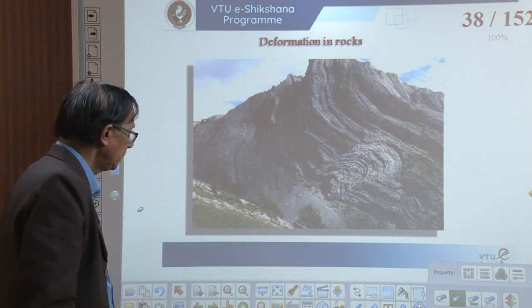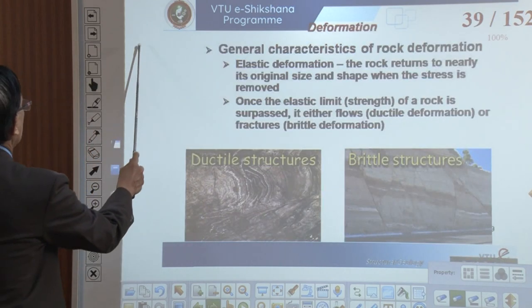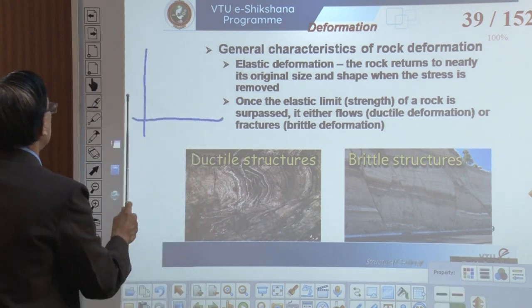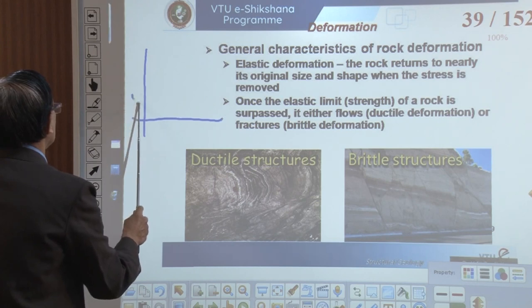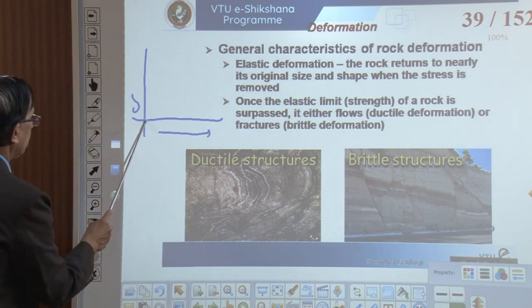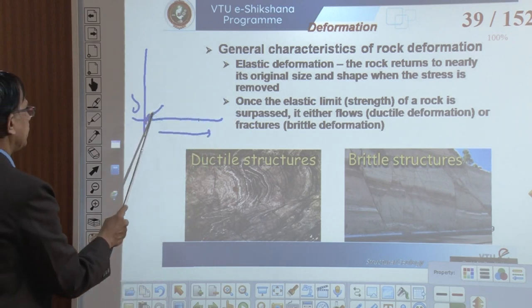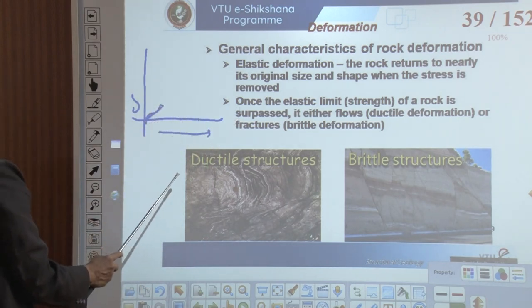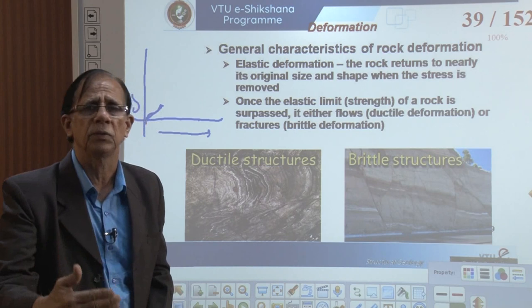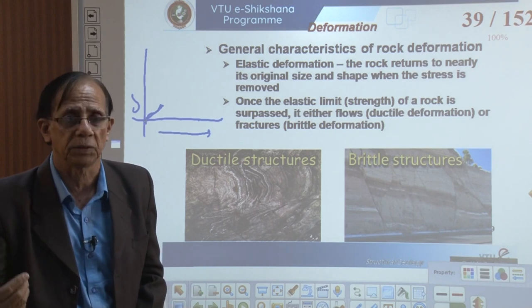What is a deformation? Yes, we know if I have a rock and I subject it to deformation, I apply pressure. When I apply pressure, 5 kilobar, 10, 15, like that, and if I remove the pressure, it comes back to its normal position. There is no permanent deformation in that. It was temporary. That deformation we call elastic.